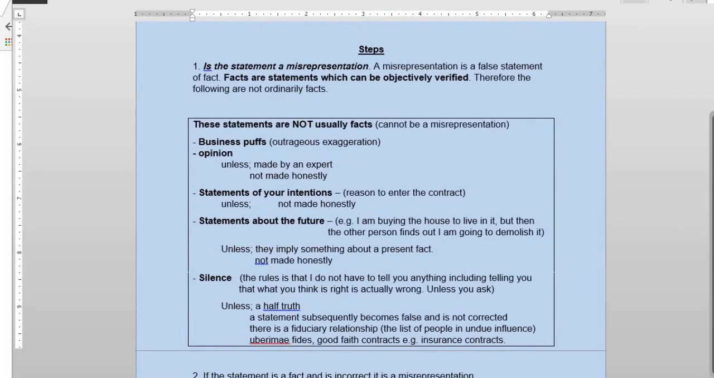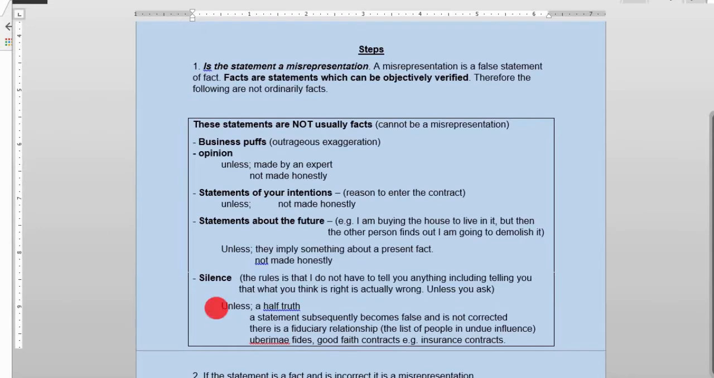The final set of circumstances which are not normally misrepresentations is silence. So the rule is that I don't have to tell you anything, including telling you that what you think is actually wrong, unless you ask. Again, there are numerous exceptions to this in other areas of law. However, as a general statement of contract law, I don't have to tell you things unless you ask.